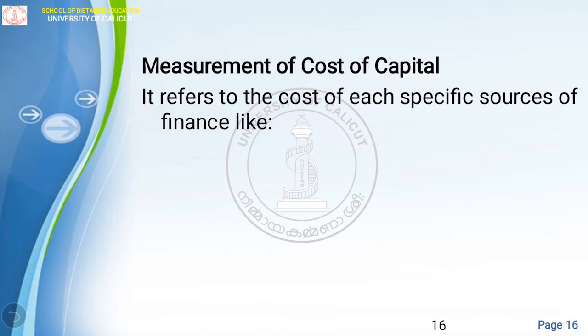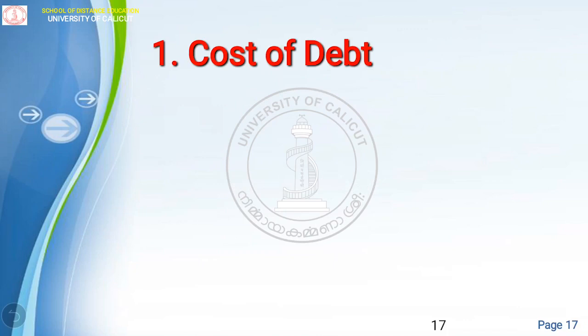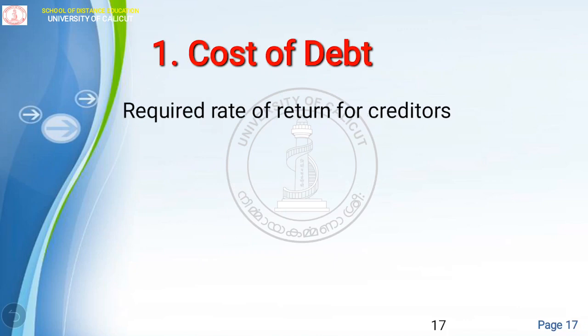Measurement of cost of capital. As I have already told you, cost of capital represents the specific cost or expected return on the investment. Cost of capital may come from debt, preference share capital, equity share capital, and retained earnings of the organization. Cost of debt is the required rate of return for the creditors, meaning those who have purchased the debt, the debenture holders.